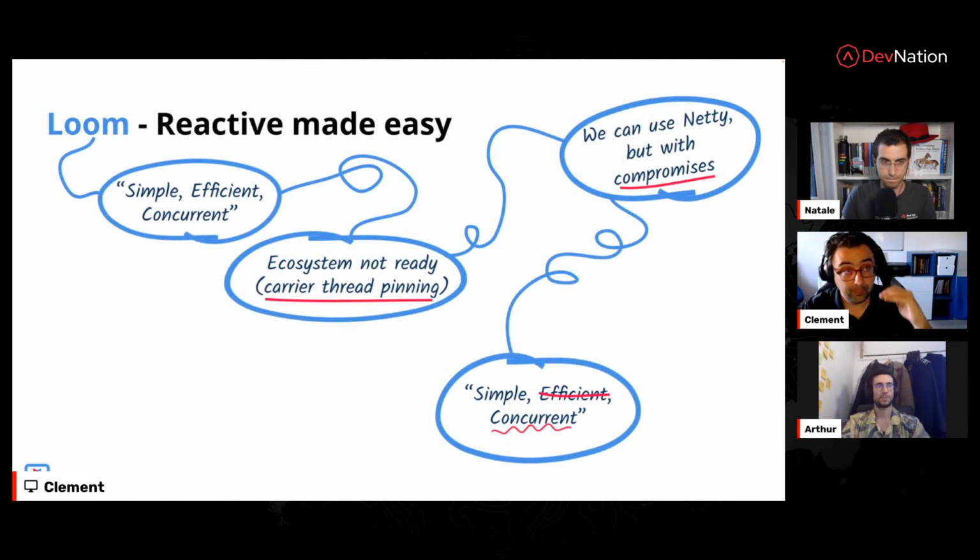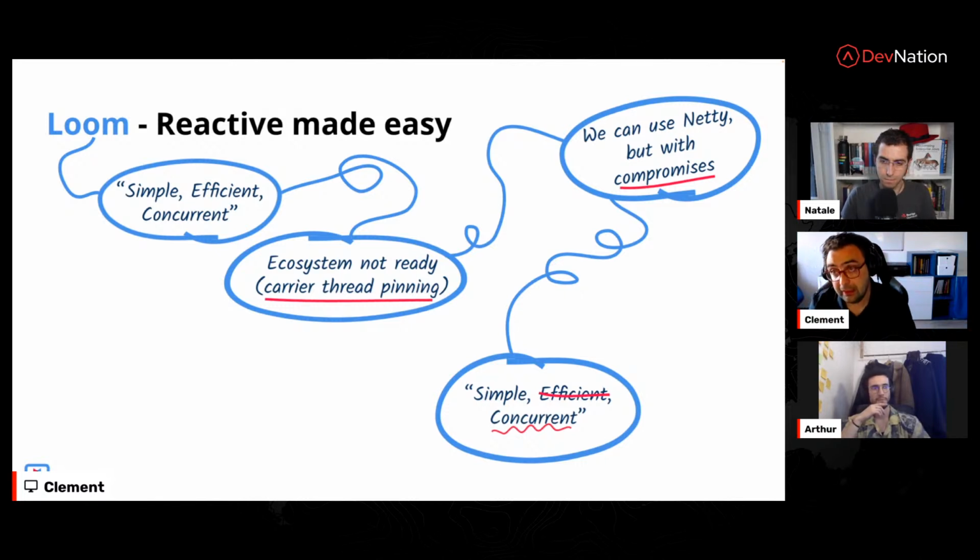Finally, Loom promises to be simple, efficient, and concurrent. It's a pretty young project. At the moment, unfortunately, the ecosystem is not ready, and it will take a few months, probably years, for the ecosystem to evolve and to reduce the pinning. At the moment, it's very, very dangerous. There are lots of conditions where pinning can happen, and it can really break the model.